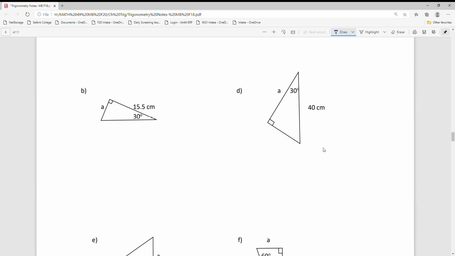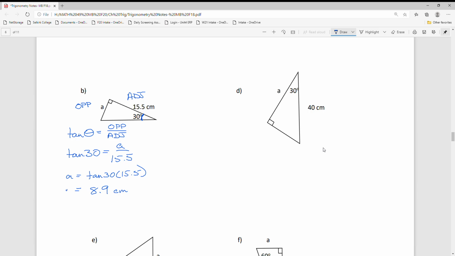So for B, moving through this one, this is the angle that I care about. This would be adjacent to that angle. This one would be opposite. When I have the opposite and the adjacent, that pushes me into the tan equation. And then I'm going to sub in what I know. So it's not just tangent theta, it's tangent 30 is A over 15.5. And again, solving for A would be tan 30 times 15.5. And your calculator can evaluate that. You should get 8.9 centimeters.